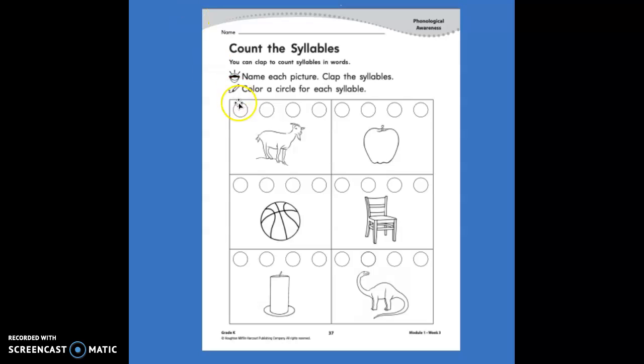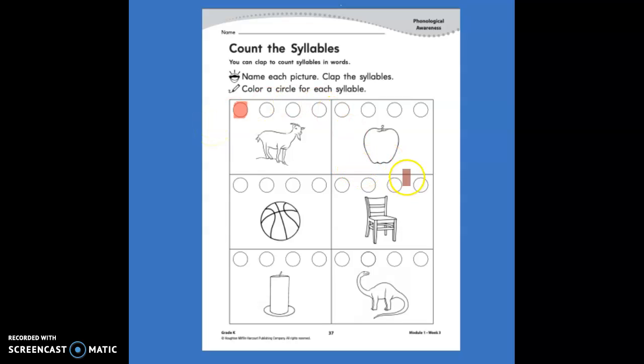So our first picture we're going to look at is the picture of a goat. Say the word goat. Goat. So when we say the word goat, we clap one time. So one time, I am going to use my marker and fill in one circle, because goat is a word that has one syllable.